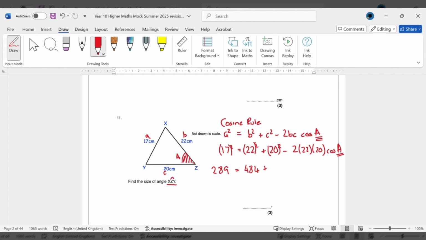Plus, we can work out what... all I've done is copied this from the front and stuck the numbers in. We can work out what 20 squared is, which we should know is 400. We can do 2 times 22 times 20, which is 880 cos A. To leave this bit by itself, I would add those together. I'm just doing this bit by bit. We can add that to that.